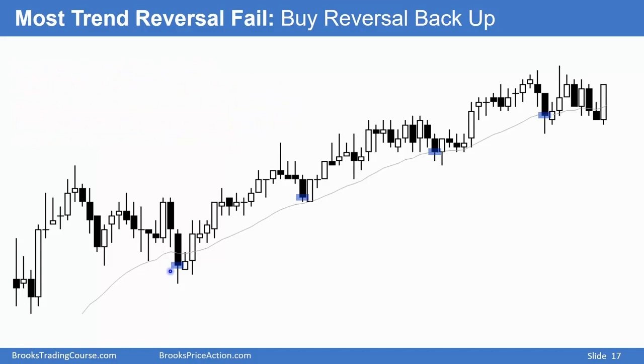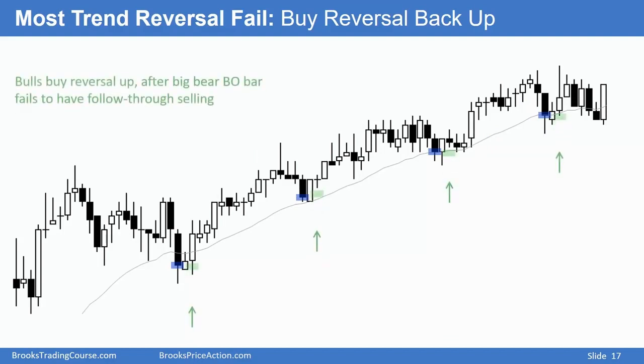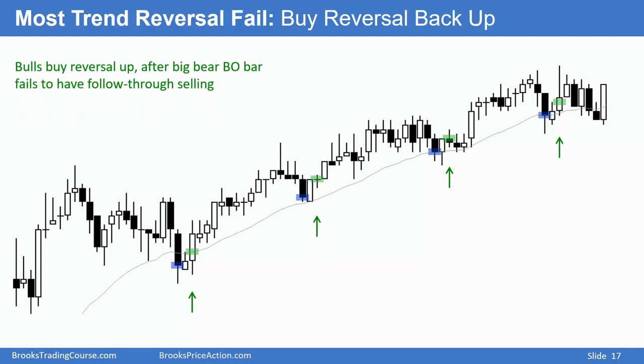The bulls see every one of these breakout attempts as the end of a bull flag. So bull trend, bear channel, bull flag. So they look to buy a reversal up. Bear breakout, bull flag. Sideways, bull flag. Pullback, bull flag. The bears see reversals, the bulls see bull flags, and the bulls are looking to buy reversals up.